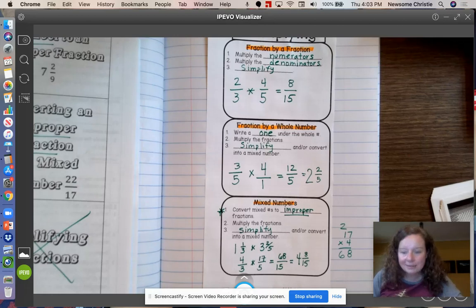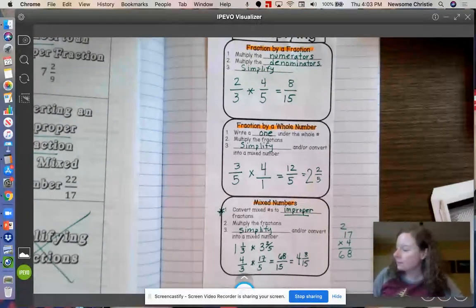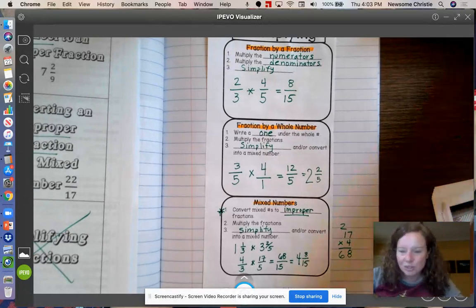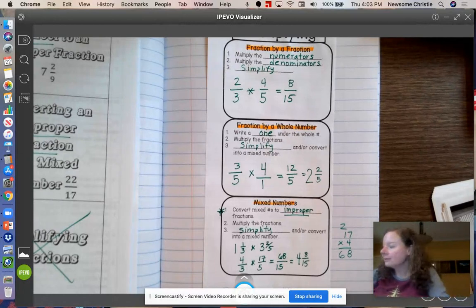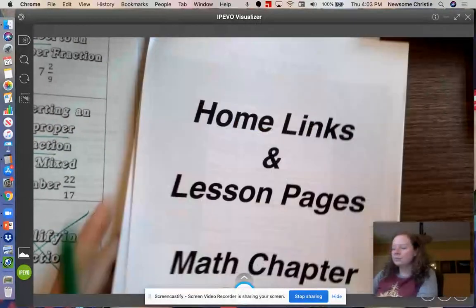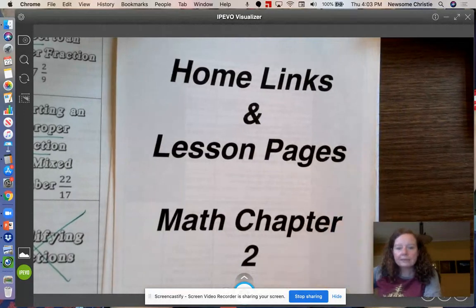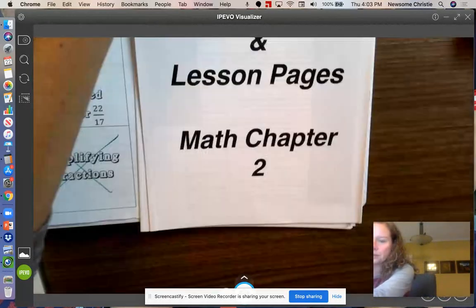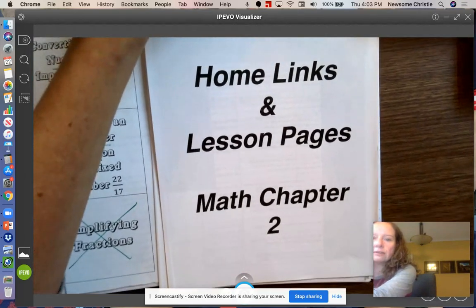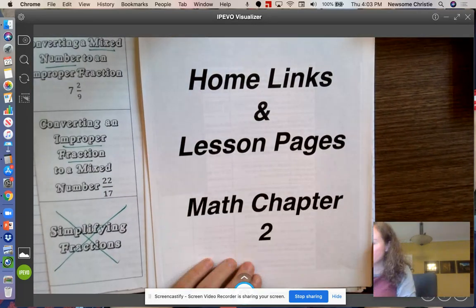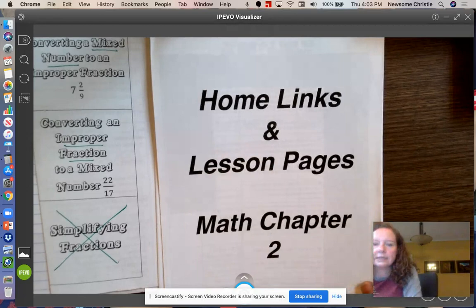We're going to practice this some more today and maybe even tomorrow. So what I'm going to have you do, because we are actually skipping some of the pages in our journal, your practice today is going to be in your home links and lesson pages packet. So we're not doing journal work right now. We're going to do some journal work together at 9, but what I want you to practice right now by yourself is in this home link and lesson pages.